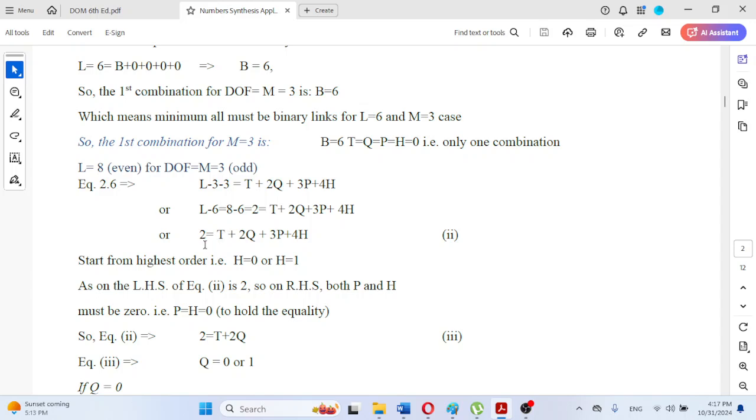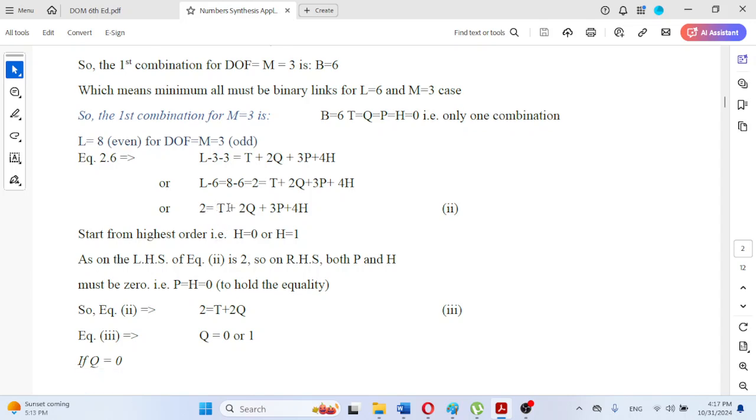And now we observed in this equation from the highest order, and as we can observe the highest order link in this equation is H. So we have started from the highest order link and its lowest count, its lowest number, and lowest number can be 0 or 1, and in this way we will be proceeding or increasing their count.